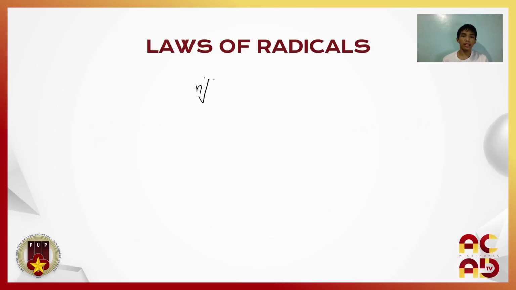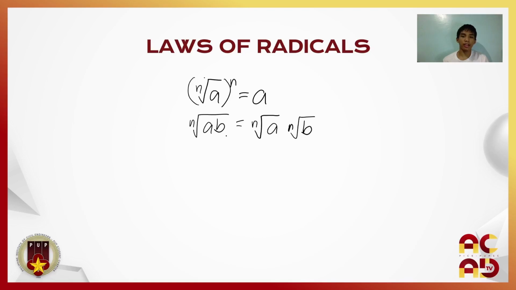First, the nth root of A, when we raise it to n, is equal to A, so the exponent n and the index n cancel. Next, the nth root of AB. In this case, we just separate A and B, so it becomes the nth root of A times the nth root of B.